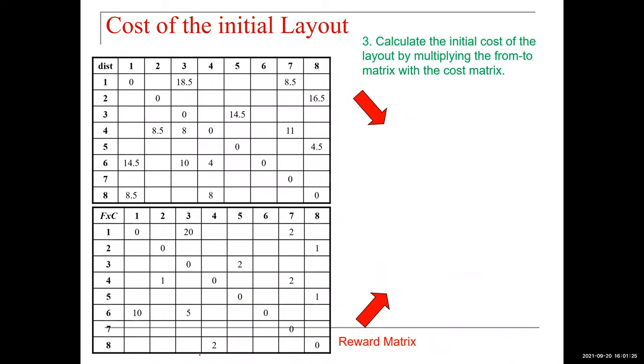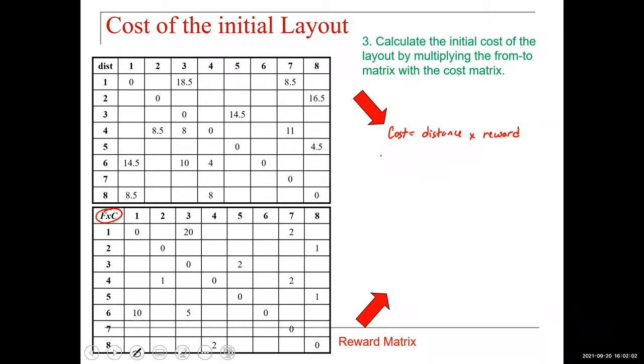Okay, so now I have both. I have the distance and the cost, so I can calculate the initial cost of the layout by multiplying the distance matrix with the cost matrix. So this cost is going to be equal to the distance times this reward, which is this.